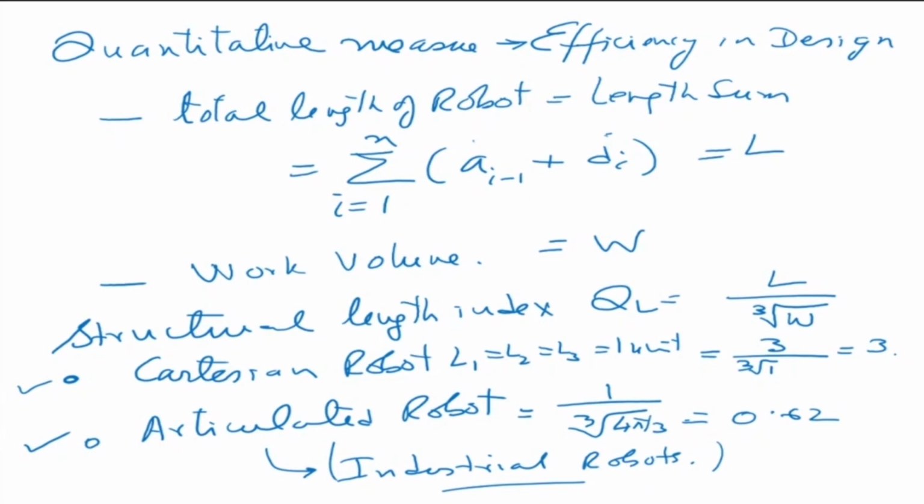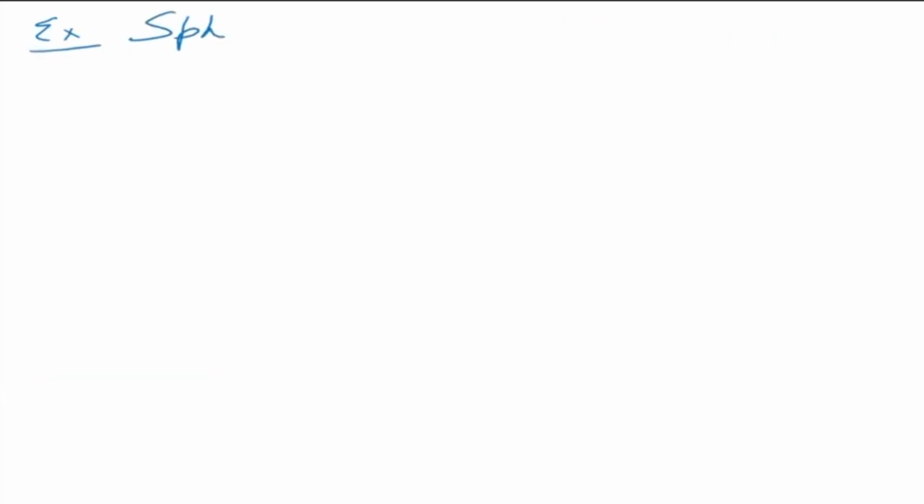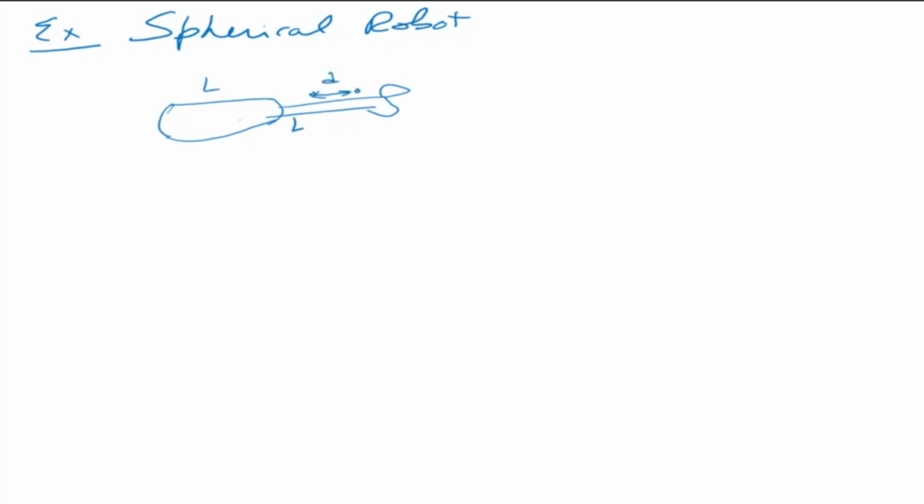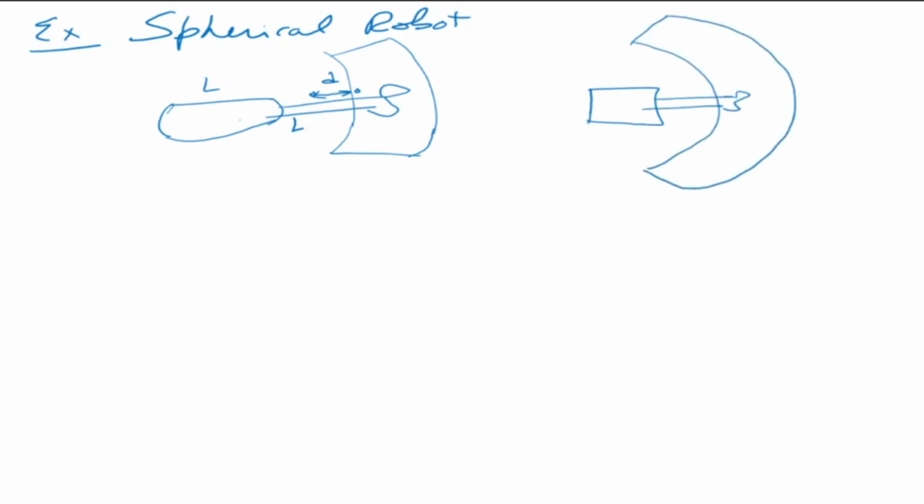Now, if you look at the case of the spherical robot, let's say it has a length here of L and it has another length here of L, okay, and this is L, and the D axis is here. It can move up and down by that. And what we are seeing is that in the front view it is like this, it's a part of a sphere, and in the top view the robot can rotate, so the rotation axis will give a work volume which is like that. This is something we have seen.